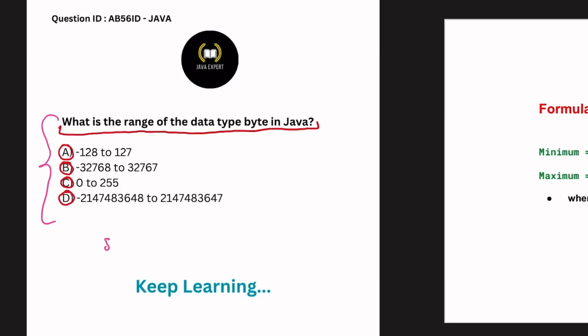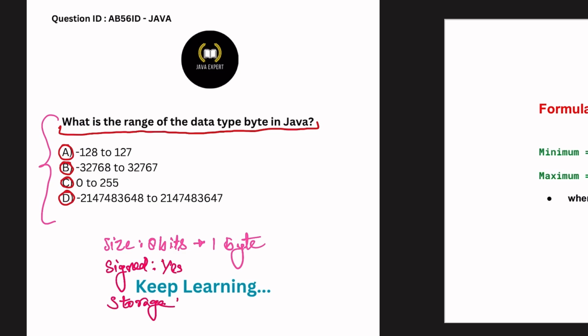First, size: 8 bits, which is equal to 1 byte, and byte is signed. Yes, Java does not have an unsigned byte. And storage format: 2's complement. What does 2's complement mean in simple terms?